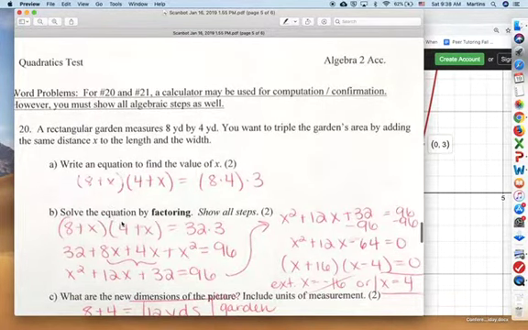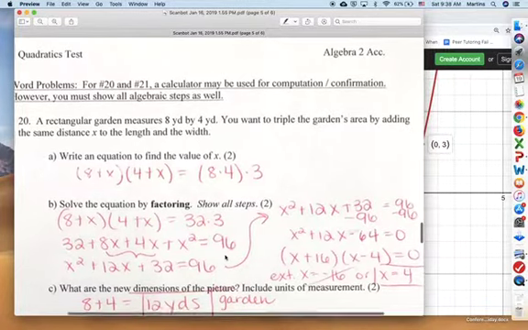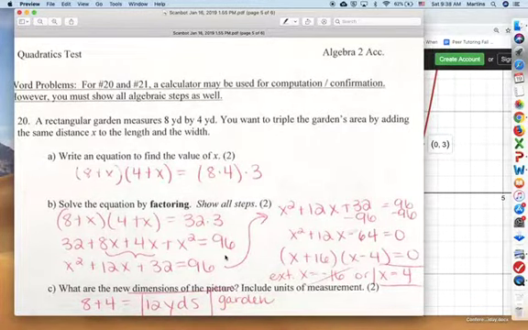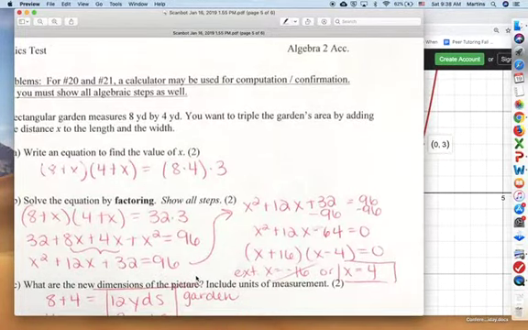So we've got 8 times 4 is 32, plus 8x, plus 4x, plus x squared equals 96, and that was just some nice good old FOILing. Combine our like terms, we get x squared plus 12x plus 32 equals 96, okay? Then what we're going to do is subtract 96 on both sides, so that way we set it equal to 0, and we get x squared plus 12x minus 64 equals 0.